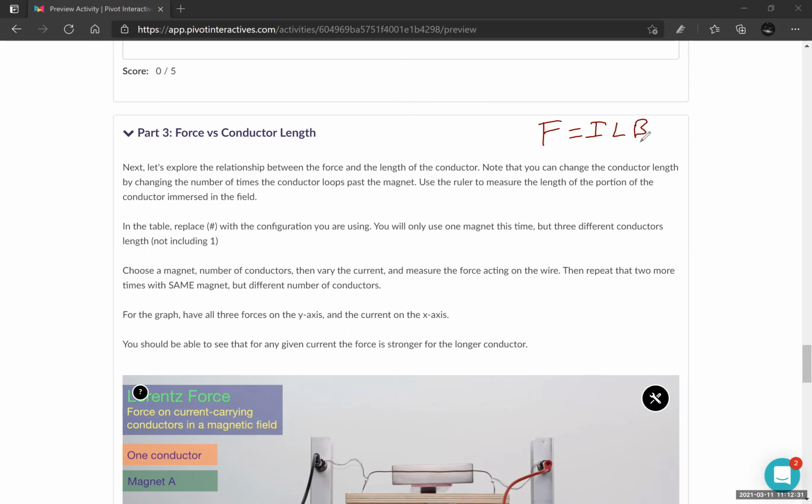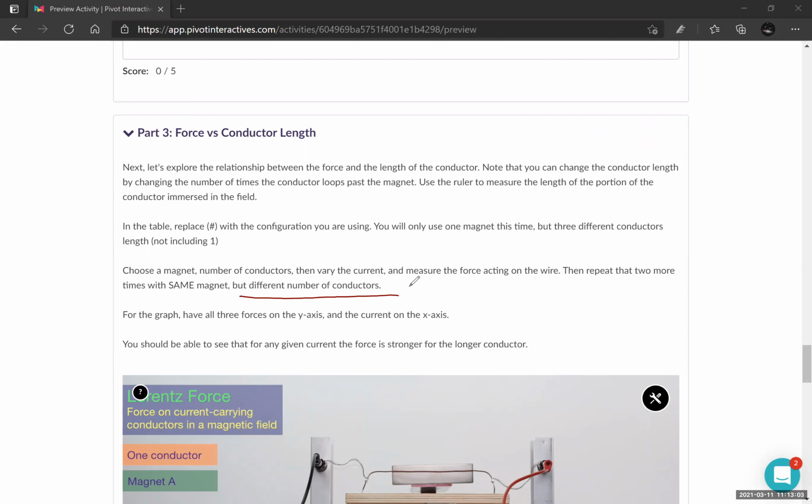Here we're keeping B constant. So we're going to choose a magnet and some number of conductors, then vary the current and measure the force on the wire with this magnet and this number of conductors. You're going to do three measurements here. For the second one, repeat this two more times with the same magnet, but a different number of conductors.